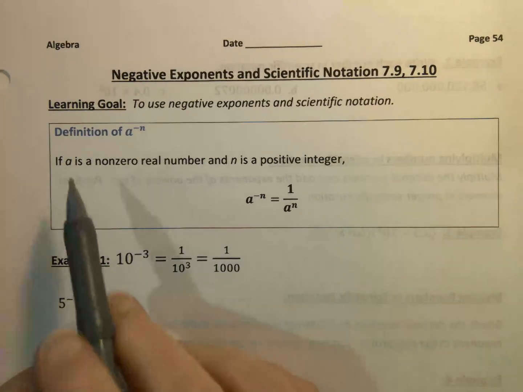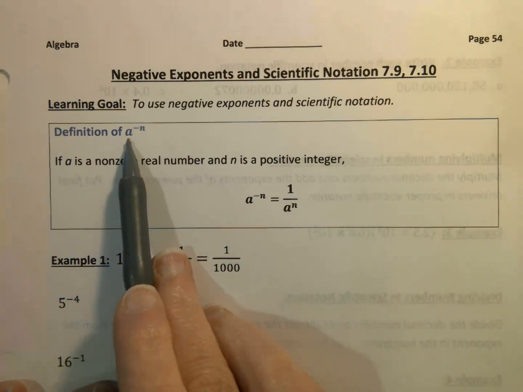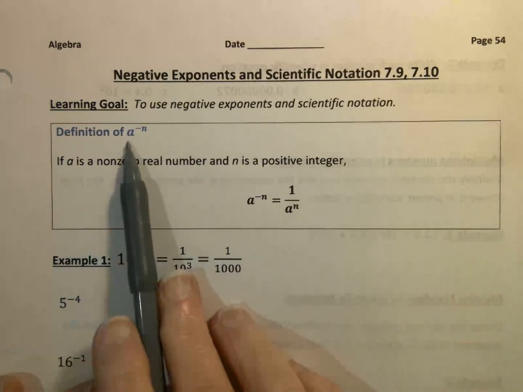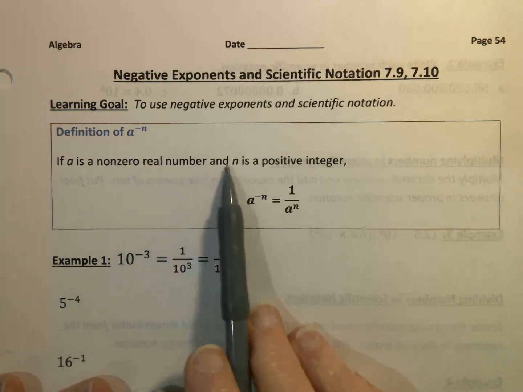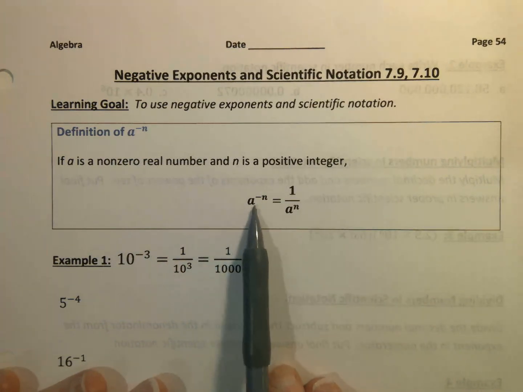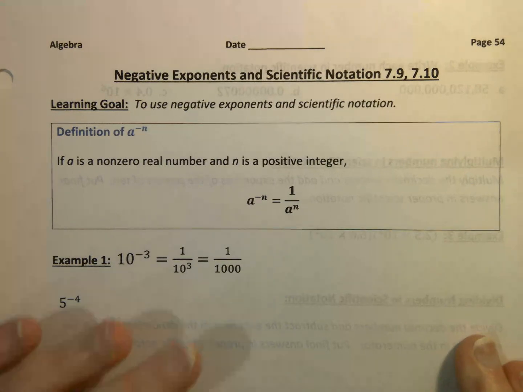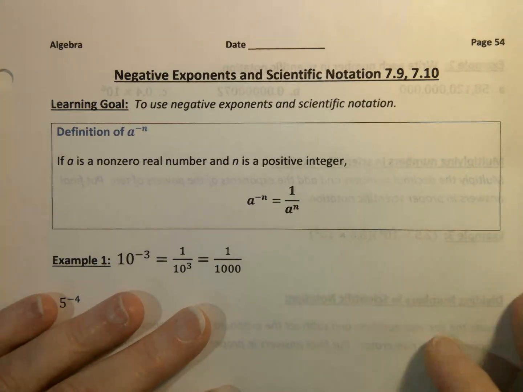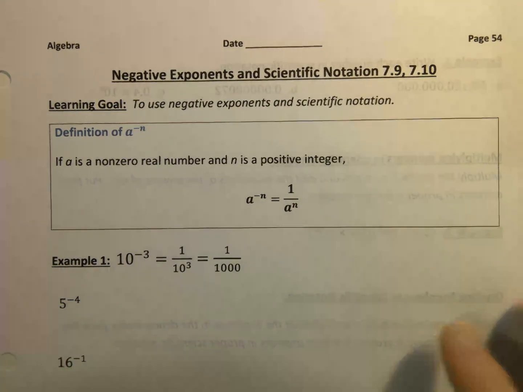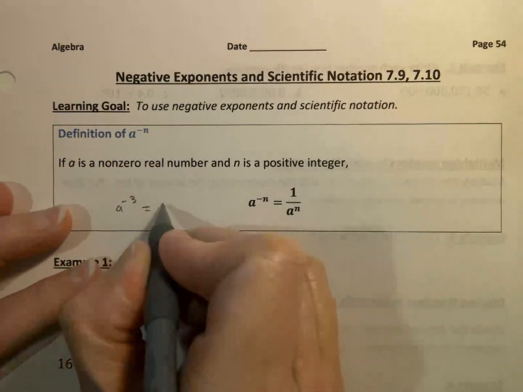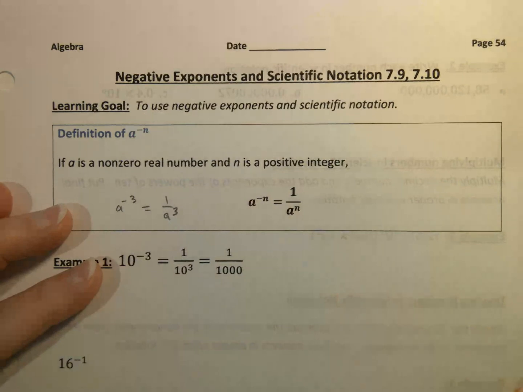Okay, so this is the definition of a number being raised to a negative exponent. If a is a non-zero real number, it's just a number, not zero, and n is a positive integer, then a raised to the opposite of that integer is the same as 1 over a to the n. So what that means is if I have a to the negative third, that's the same as 1 over a to the positive third, okay?